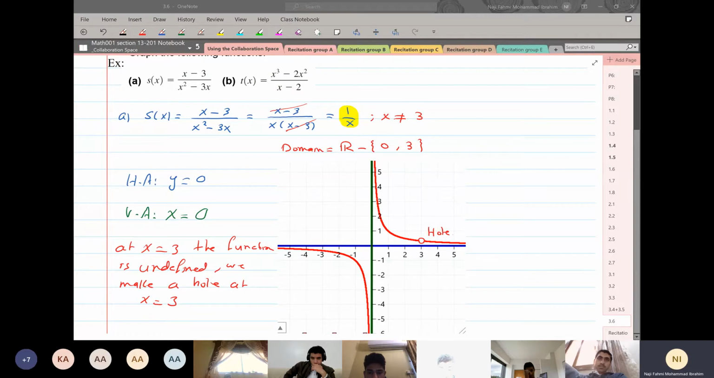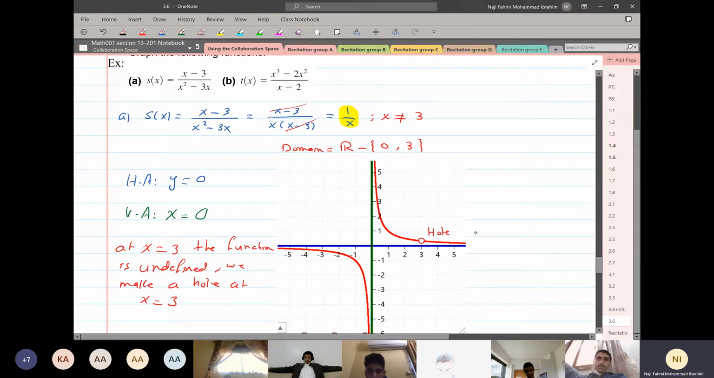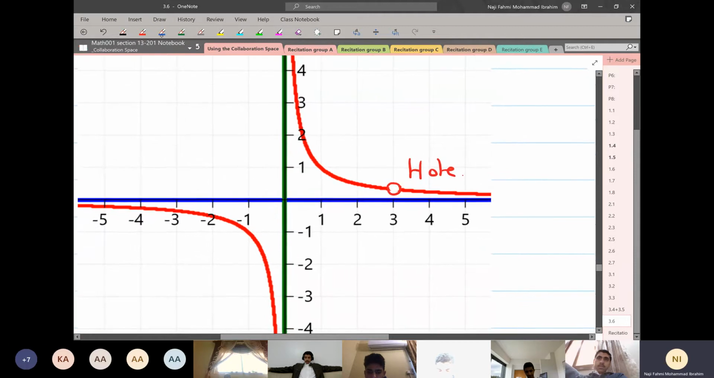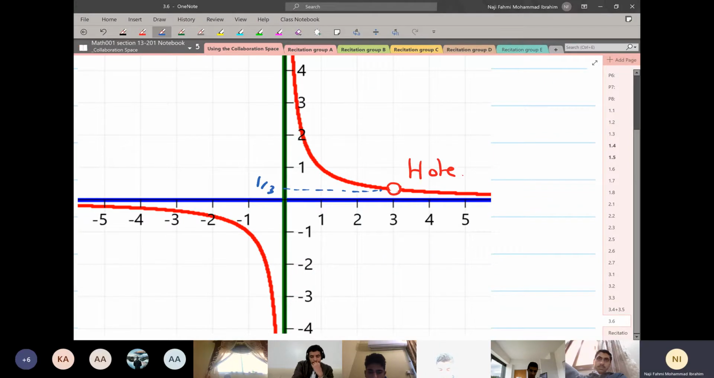Why? Because the vertical asymptote, what does it mean? At x equals a specific value, the value of y will go to infinity or negative infinity. So as x approaches 3 here, the value of y will not go to infinity, as you can see from the graph. Look at the graph now. As x approaches 3, where is the value of y going? This value, less than 1. It's 1/3. So as the value of x approaches 3, the value of y is approaching 1/3.